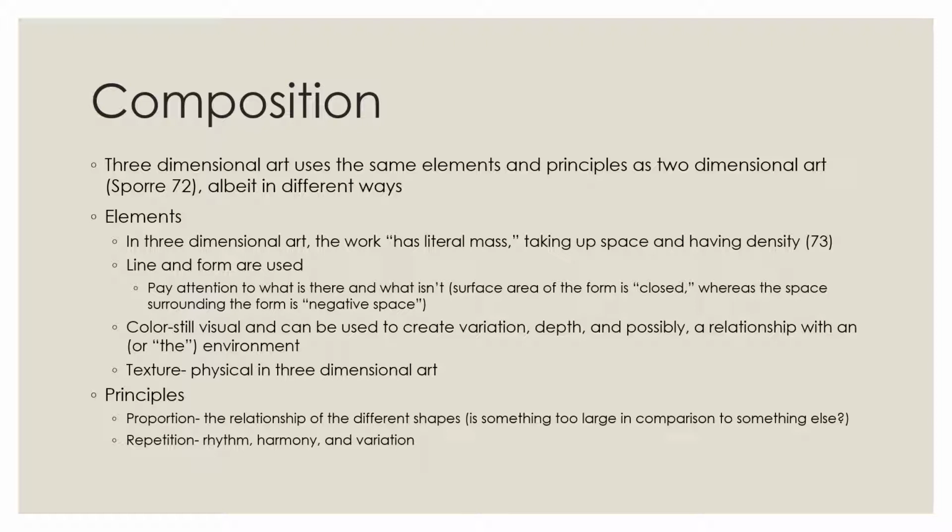Now pay attention to what is there and what isn't. Surface area of the form is closed, whereas the space surrounding the form would be negative space. If you think back to Michelangelo's David, the actual sculpture has a closed form, but the space between the right arm and leg, or the slight space between the legs, would be negative space.